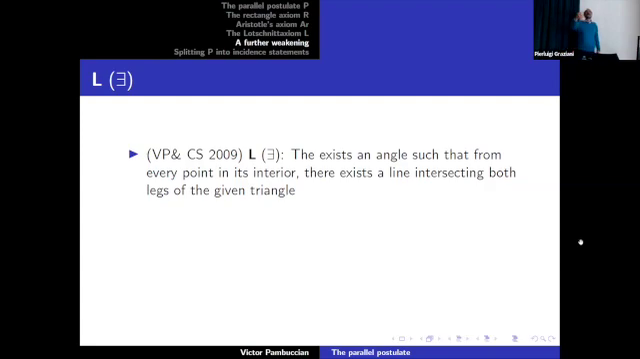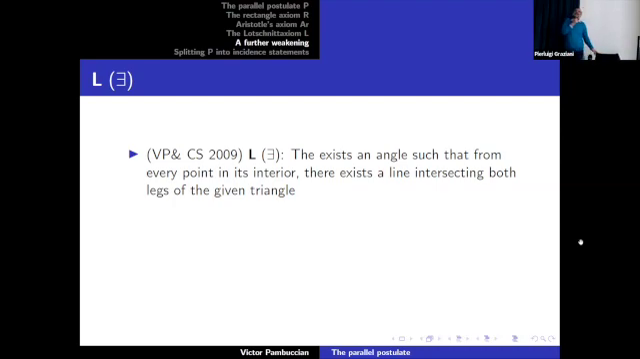Okay, there is another weakening of L, this time, which says there exists an angle such that from every point in its interior, there exists a line intersecting both legs of a given angle, not triangle. Okay, mistake there. So the traditional L says that the angle is 90. In fact, it can be shown that if you give me any angle that's not infinitesimally small or not infinitesimally close to two right angles, then that statement is equivalent to L. So the 90 degrees wasn't that important. The important thing was that it wasn't tiny or it wasn't huge.